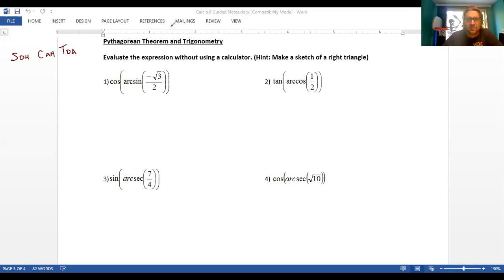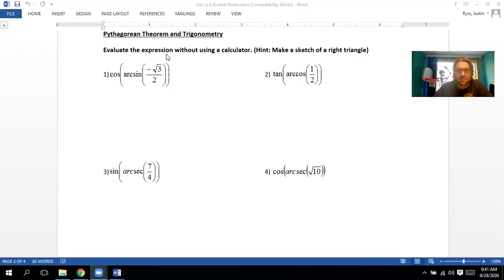I want to double check that you guys are seeing this. No, you guys are probably not. There we go. So let me write that out again. I don't think you guys saw that. So the sine is the opposite over hypotenuse, cosine is the adjacent over hypotenuse, and tangent is the opposite over adjacent.